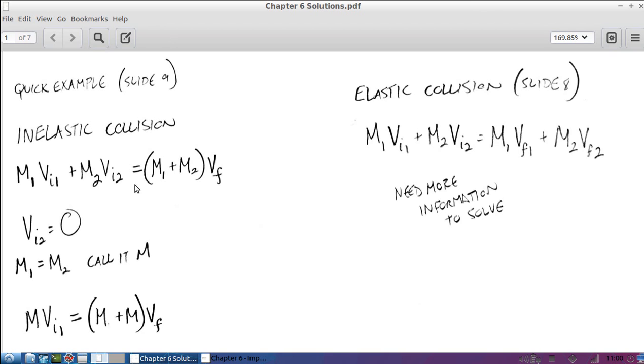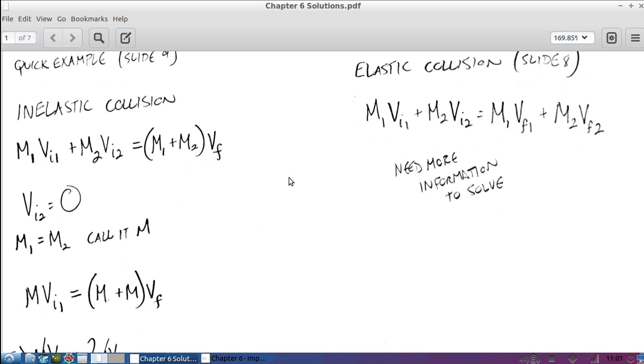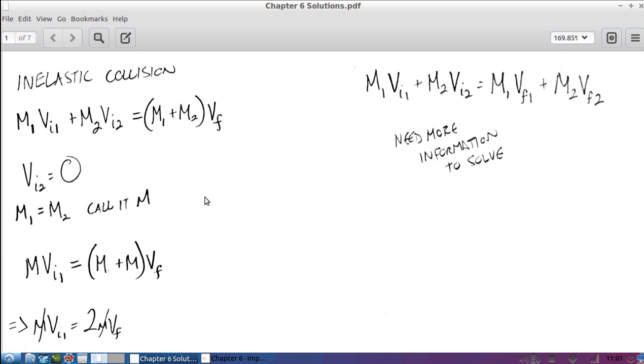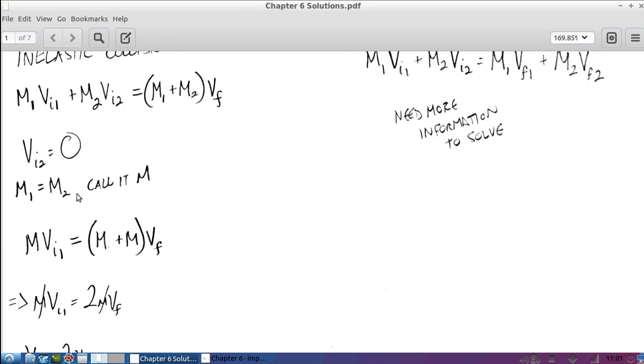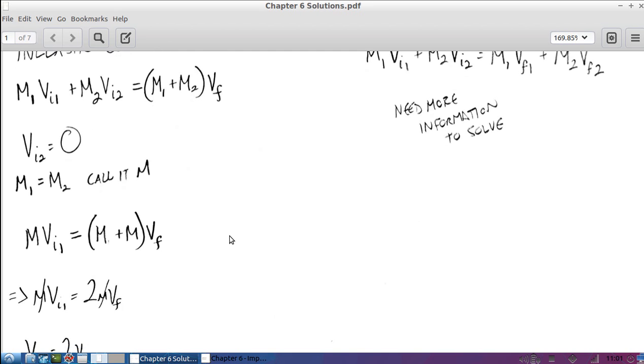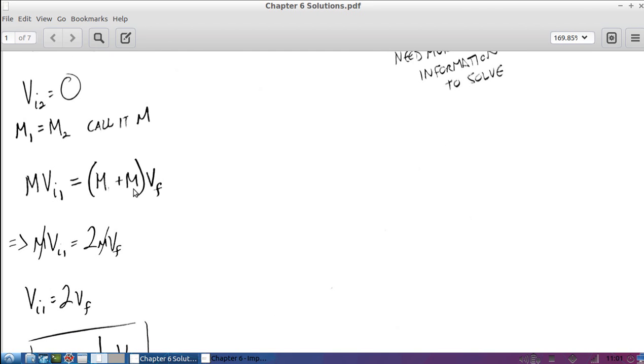Now I'm doing initial equals final. Again, a lot of textbooks say final equals initial. I just like the initial to be on the left, final to be on the right, no big deal. So in this case, I just substituted m for all the masses, because in this special case, the masses of the train cars are equal. And the second train car is initially at rest, so this whole term goes to 0. So I'm left with mv initial 1 equals the sum of the two masses, which is 2m v final of the two train car system.